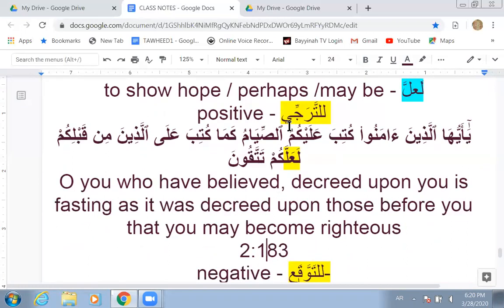It's used for tarjih. So the example is Ya ayyuhalladhina amanu kutiba alaykumus siyamu kama kutiba alal ladhina min qablikum la'allakum tattaqun. So la'alla is harf of nasab, kum is its ism, and tattaqun is the jumla fi'liya which is coming in the place of its khabar. And then the translation says that you may become righteous. So becoming righteous is a positive thing. So hence it is called harf taraji in this context.